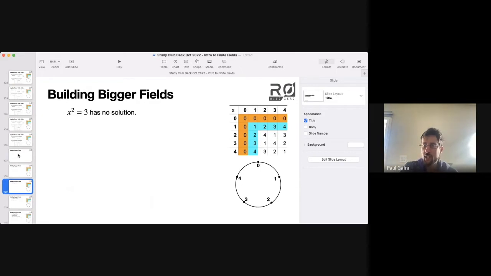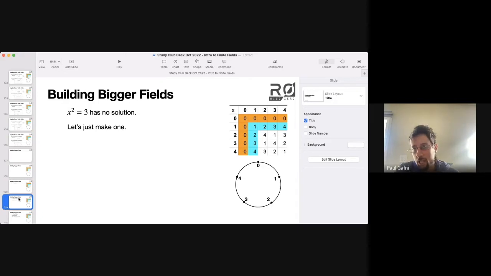x squared equals 3 doesn't have a solution in the multiplication table. There's no number that when you square it, you get 3. I can see 0 squared is 0, 1 squared is 1, 2 squared is 4, 3 squared is 4, 4 squared is 1. There's nothing that has the property that you square it and you get 3. But we could just make one.